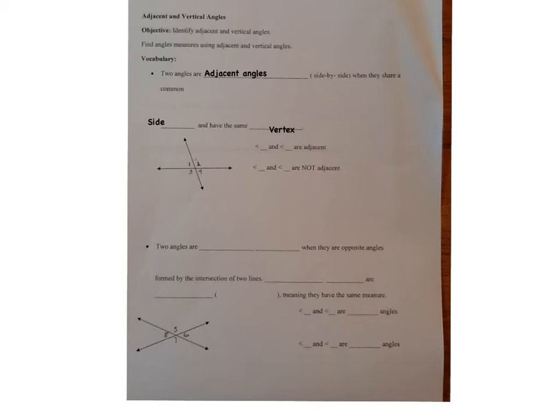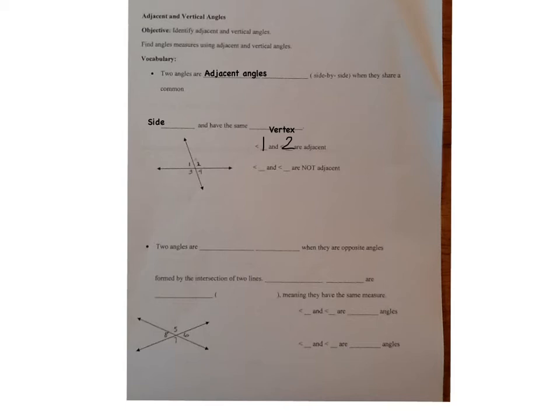We have angles 1, 2, 3, and 4. Well, we know adjacent angles are side by side. Think of it almost like your next door neighbor. They're right next door to you, or they're on the right side or the left side of your house. So, looking at our example, we could say angle 1 and angle 2 are adjacent. We can also say that angle 3 and 4 are adjacent.